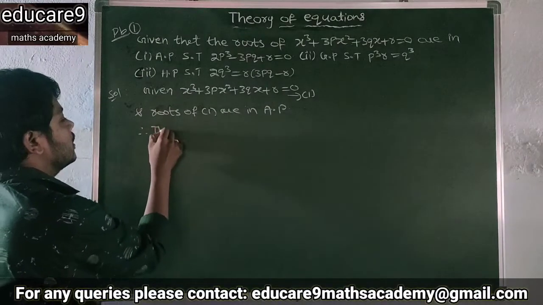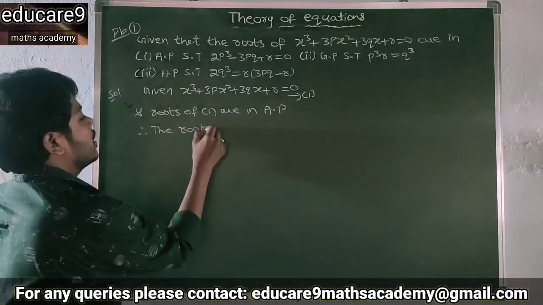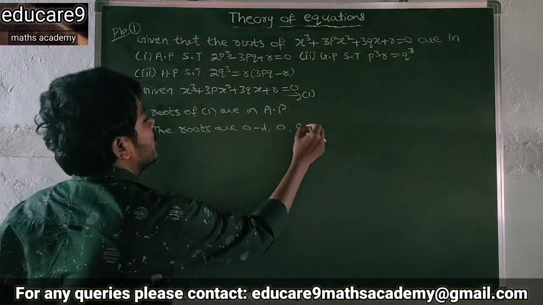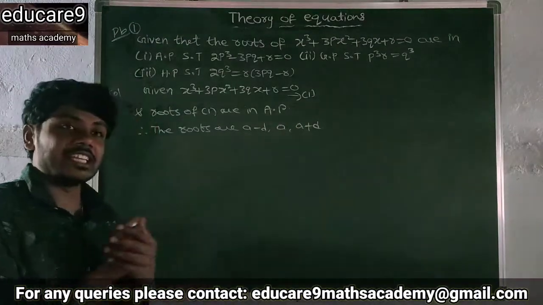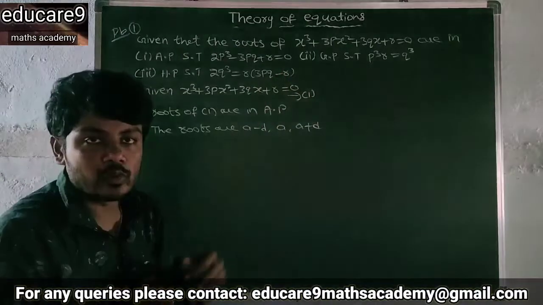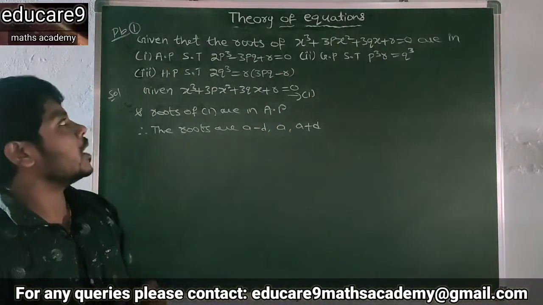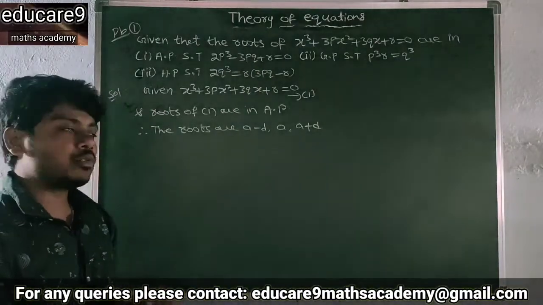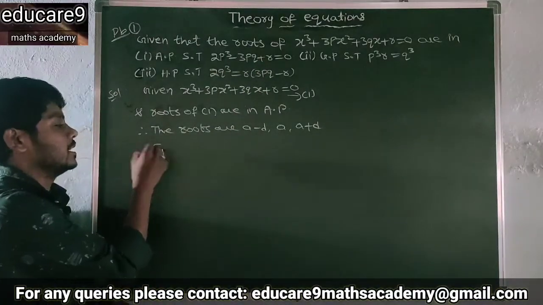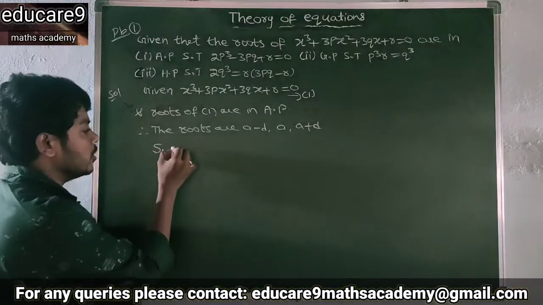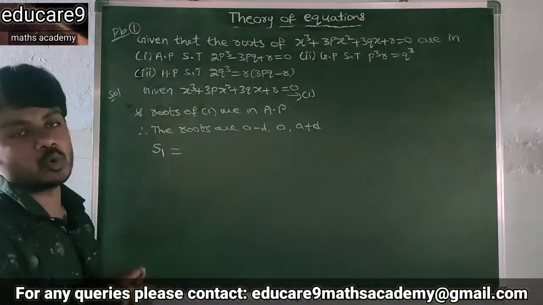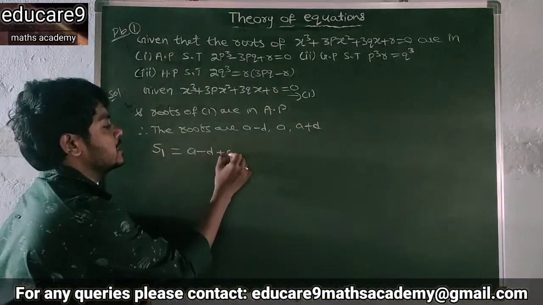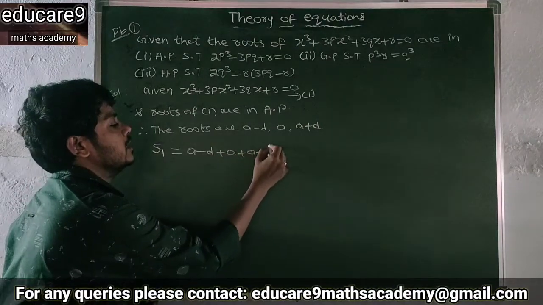Therefore, the roots are a minus d, a, a plus d. These are the roots of the given cubic polynomial. Then you want to find this condition. For that, we have to write the S1 value. So what is S1? The sum of all roots, that is a minus d plus a plus a plus d.